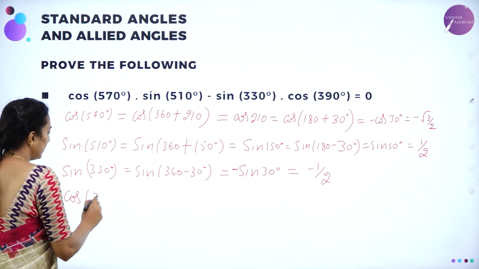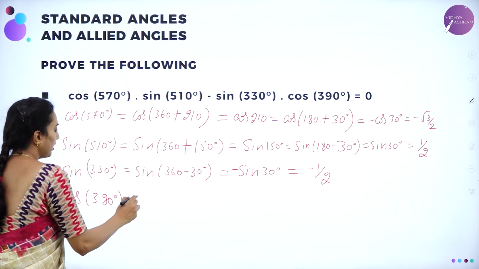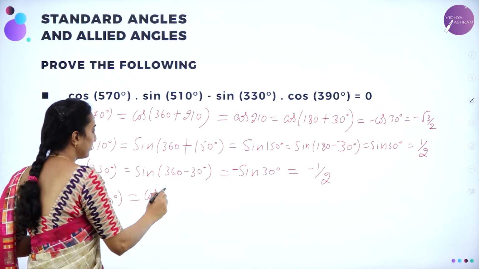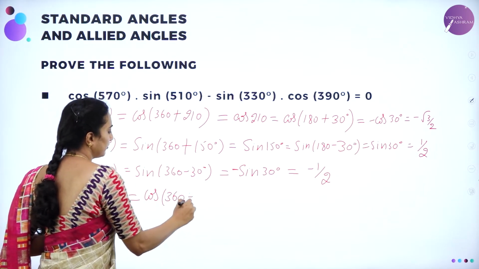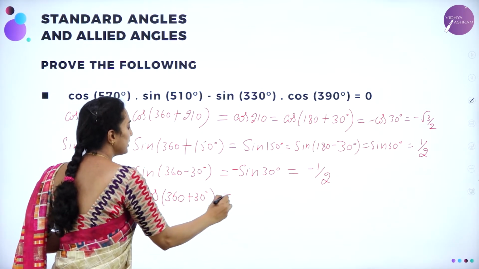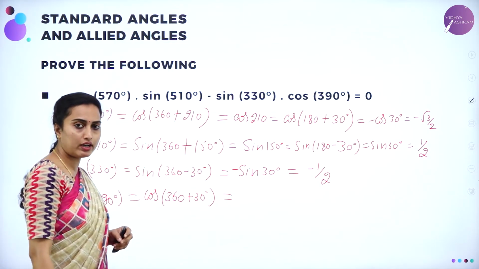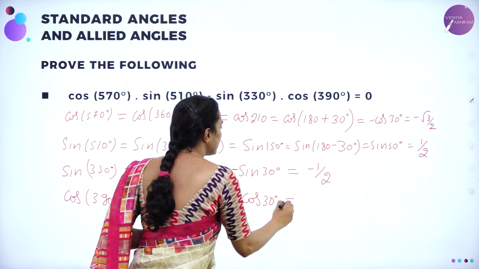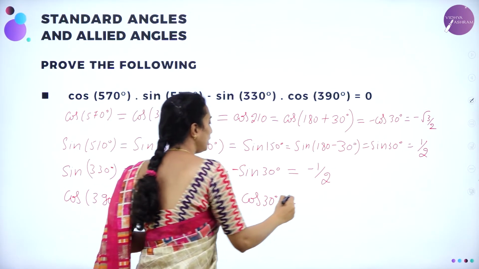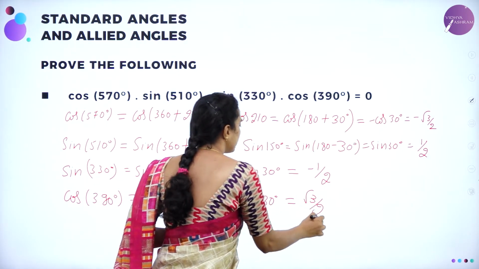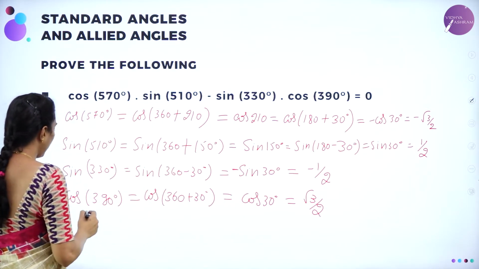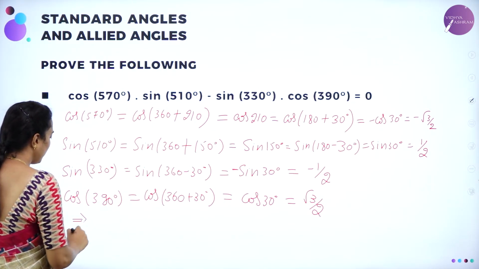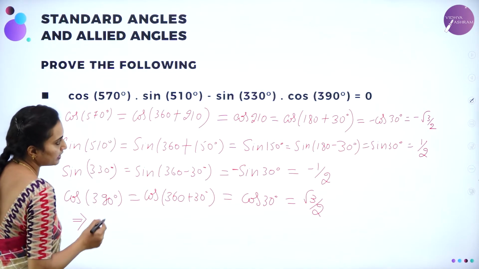Cos 390 degree can be written as cos of 360 plus 30. Cos of 360 plus 30 falls in the first quadrant. Cos will be cos 30 degree. Now you know cos 30 degree is root 3 by 2. Now substituting in the given equation, cos 570 degree is what?